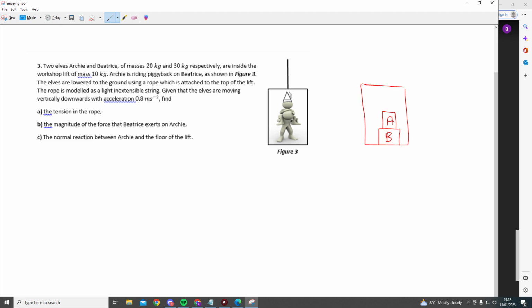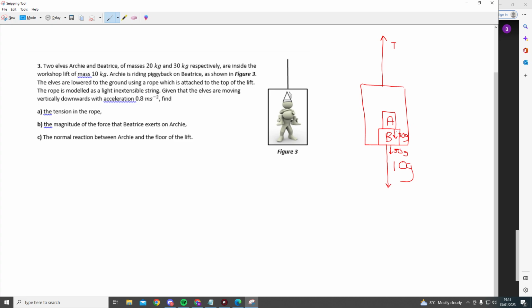Now, in order to find the tension in the rope, which is going to be that, we're just going to label our forces here. So the mass of the lift is 10 kilograms, therefore its weight is 10 times gravity. The mass of Beatrice is 30 kilograms, so her weight is 30 times gravity. The mass of Archie is 20 kilograms, so his weight is 20 times gravity.